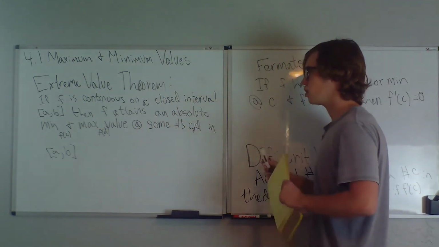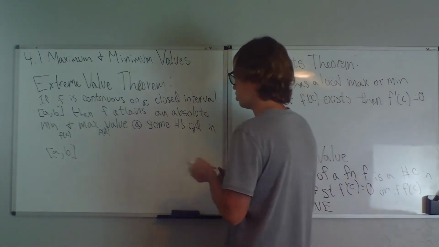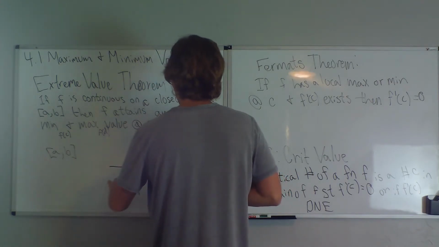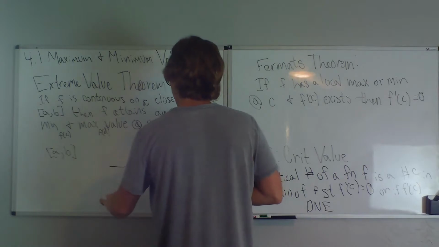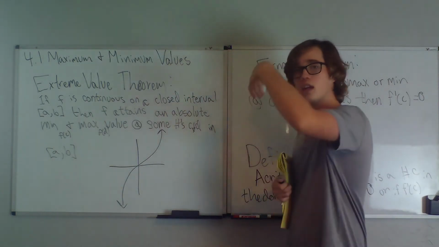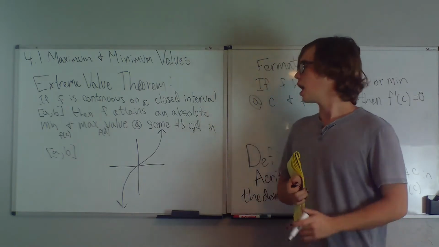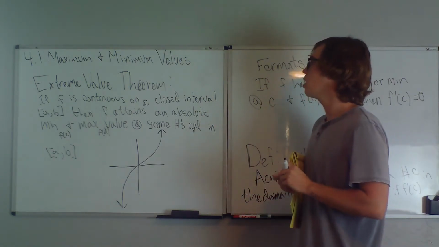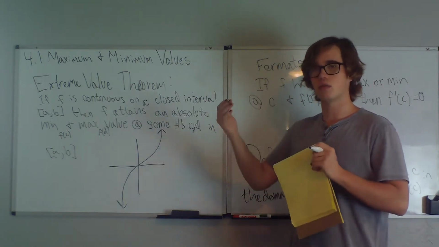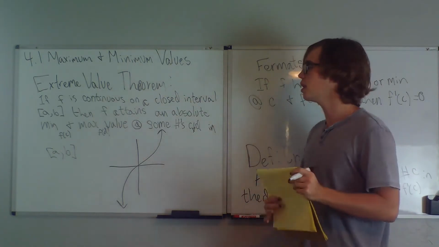Because if you were to just say from, I don't know, negative infinity to positive infinity, you could have something like x cubed that goes all the way up to infinity and all the way down to negative infinity, and it won't have a max and min value because it goes to infinity and negative infinity.